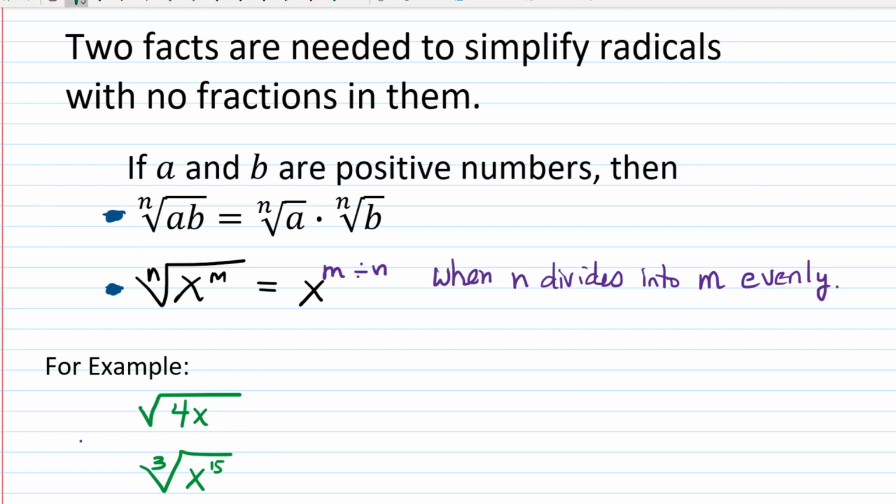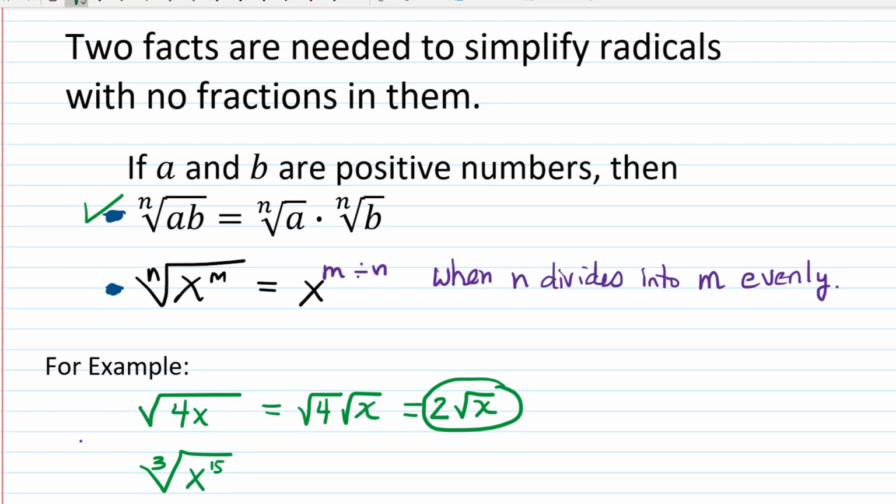if you take the square root of 4x, that's the same as the square root of 4 times the square root of x. Now the square root of 4 we know is 2, so that's the same as 2 times the square root of x. This would be considered the simplified form of the square root of 4x. It can't be simplified any further because there are no factors under the radical that are perfect squares.